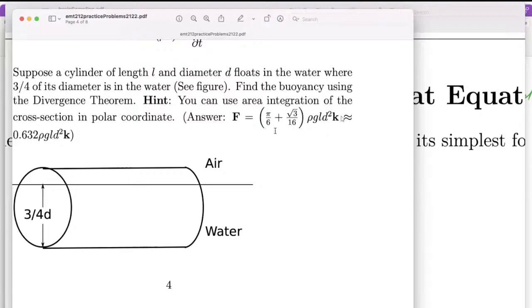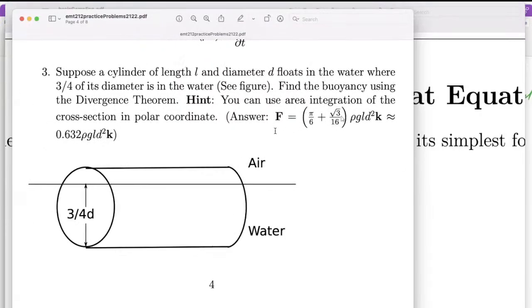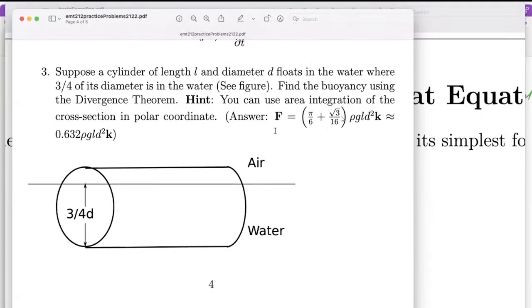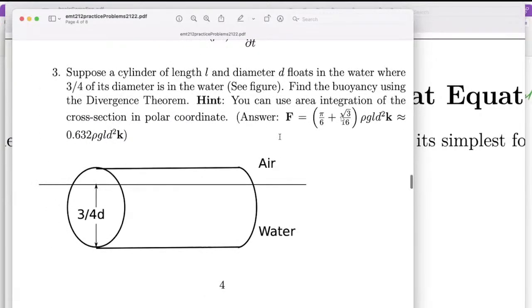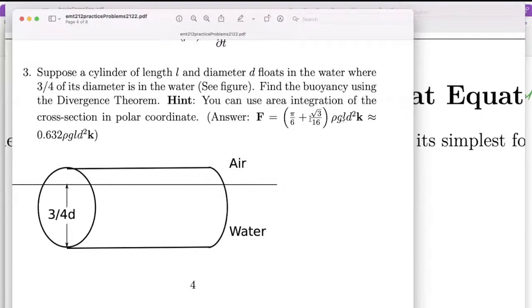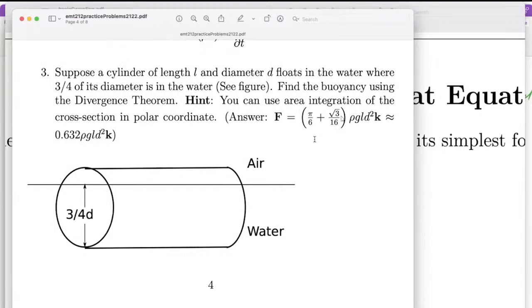If you found it to be different, please let me know. One of us can be wrong, but I'm quite sure this is already correct. I've been doing this for 2 or 3 years, and I think some other students before this also got this answer. But if you don't, please reach out to me. So this is the final answer.